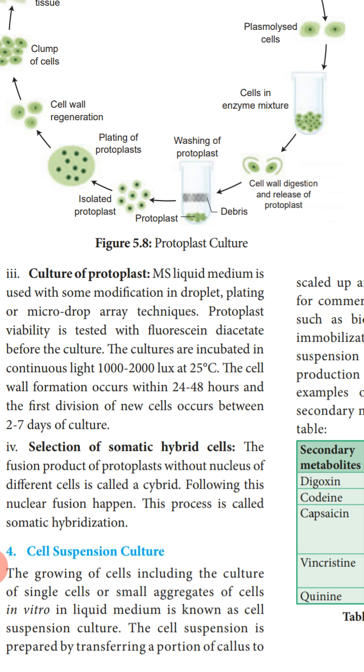So this is the protoplast culture. In protoplast culture, first we are isolating the protoplast. Next, if required, we are doing the fusion of the protoplast. Next we are culturing in a suitable medium. Next, somatic hybrids are obtained by the fusion of the protoplast. Next we are going to study the next type of plant tissue culture, that is the cell suspension culture.